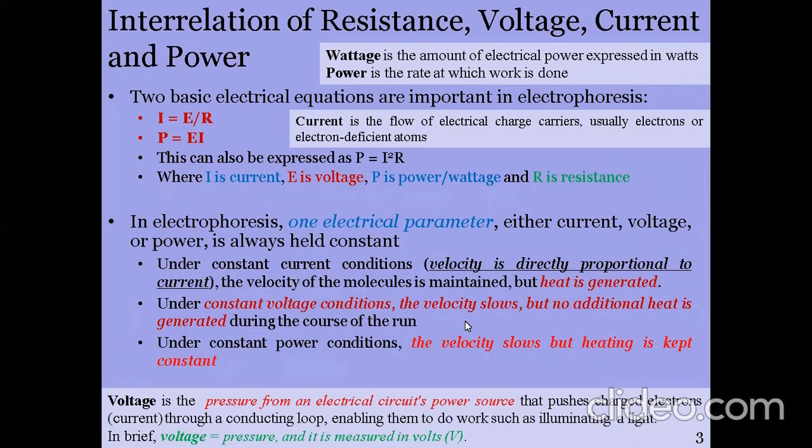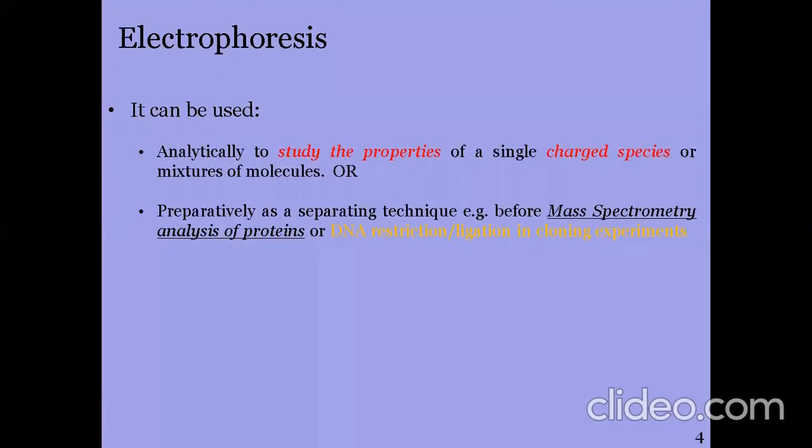This is also relevant to electrophoresis, and we need to know a little bit about these things as well. Electrophoresis can be used analytically to study the properties of a single charged species or a mixture of molecules. So for what purpose do we use electrophoresis? To study charged molecules and their properties, and preparatively as a separating technique.